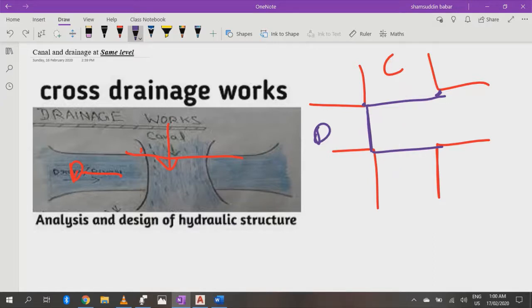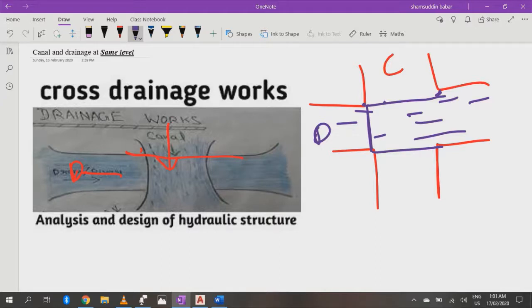When the drain is not running, for example, when the drain water is not running, the canal falls in the drain. Now for example, this is the canal, there is water in the canal and in the drain, but it is not flowing. Then we open these regulators, the canal regulators.